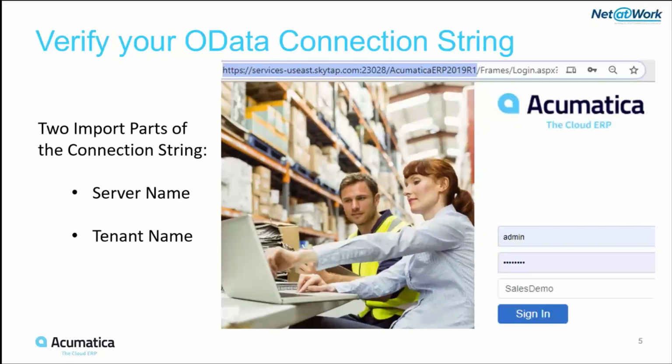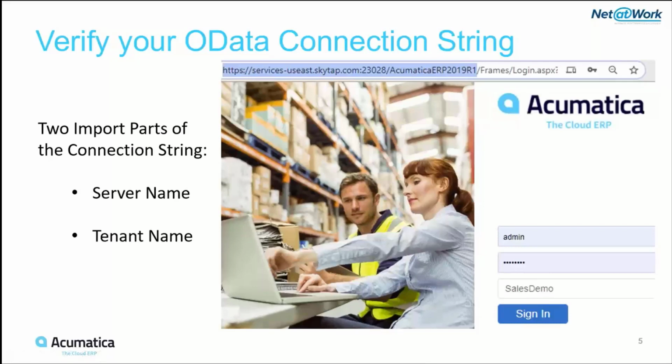When you first log in, take anything from before the word frames, what I have highlighted here, and this is the first part of your connection string. You want to make sure you have that copied and pasted, maybe to a notepad or something else. The second part is your tenant name. Mostly everyone on this call has multiple tenants. When you log in, on the lower right-hand corner here, you'll notice that I have my sales demo tenant.